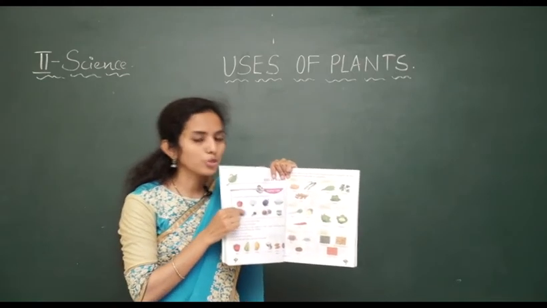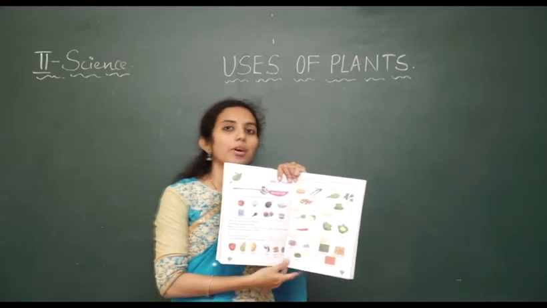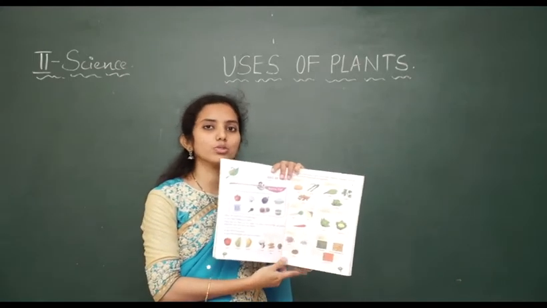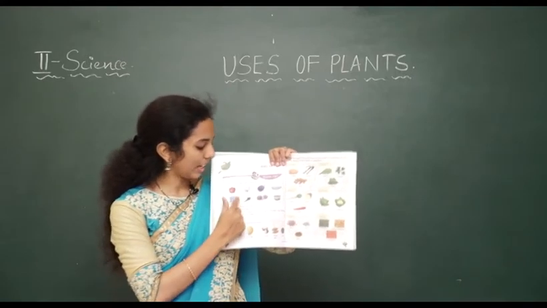Milk, do we get milk from plants? No, milk we get from animals, buffaloes, cows, goats. So milk is a dairy product, so do not circle milk.